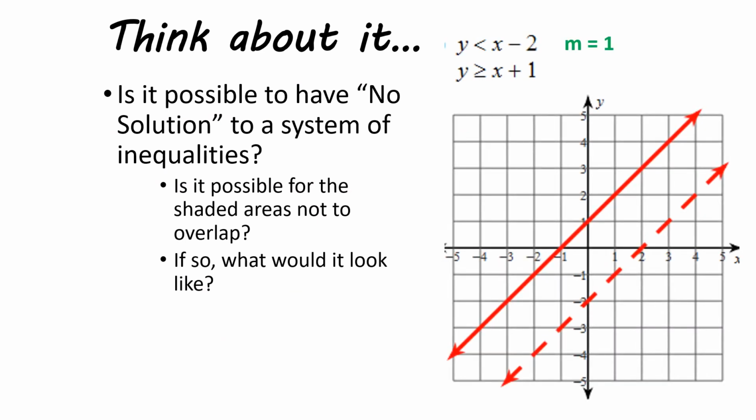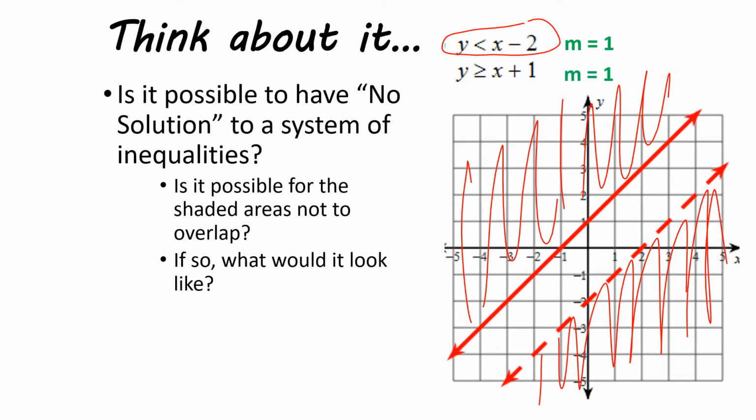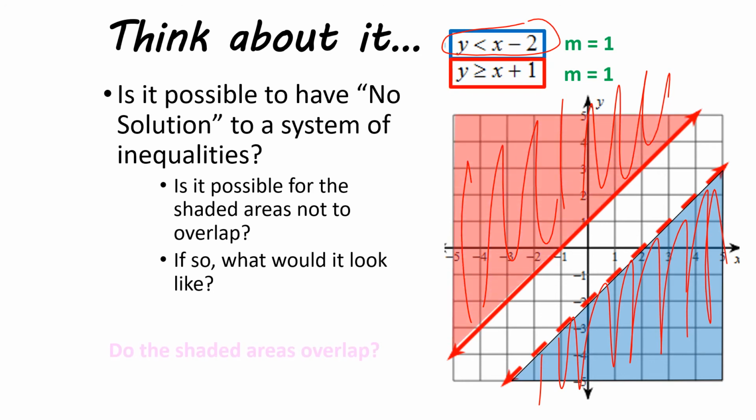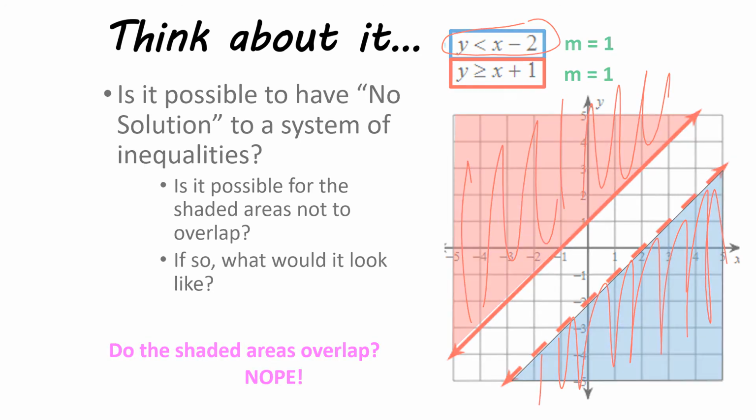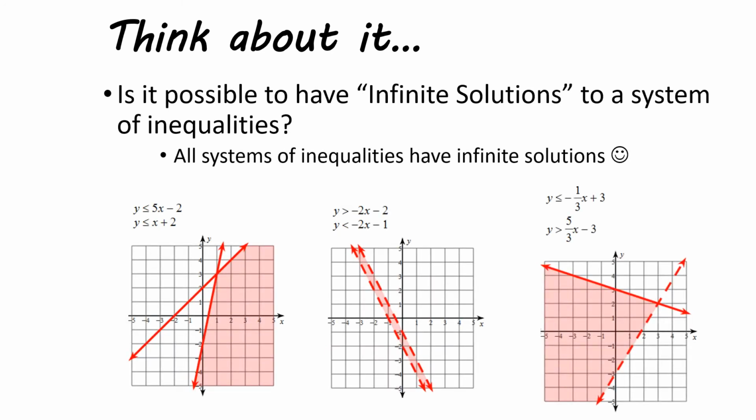Okay, so I'm going to graph, these two lines are graphed on here, right? Both have a slope of 1. We're going to shade below the x minus 2 and above the x plus 1. So if our answer is our overlap, there is no overlap. That's the situation where you have no solution. So you won't ever write infinite solutions because every one of these has infinite.